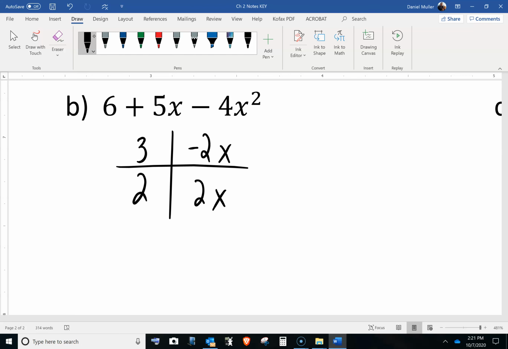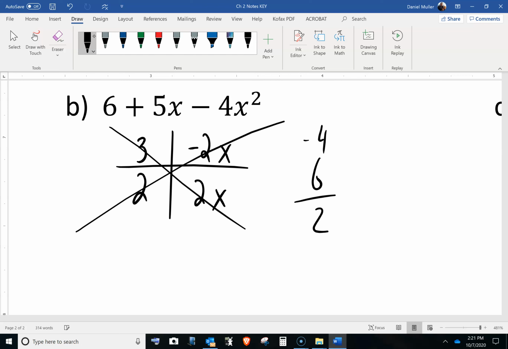Or I guess it could be the negative 4 and positive 1. Or the 1, I guess, could be negative. So I'm just going to try 2 and 2 first, and make one of the symbols negative. So this diagonal is going to be negative 4. This diagonal is going to be 6, which will add up to be 2. So that's not my middle term.